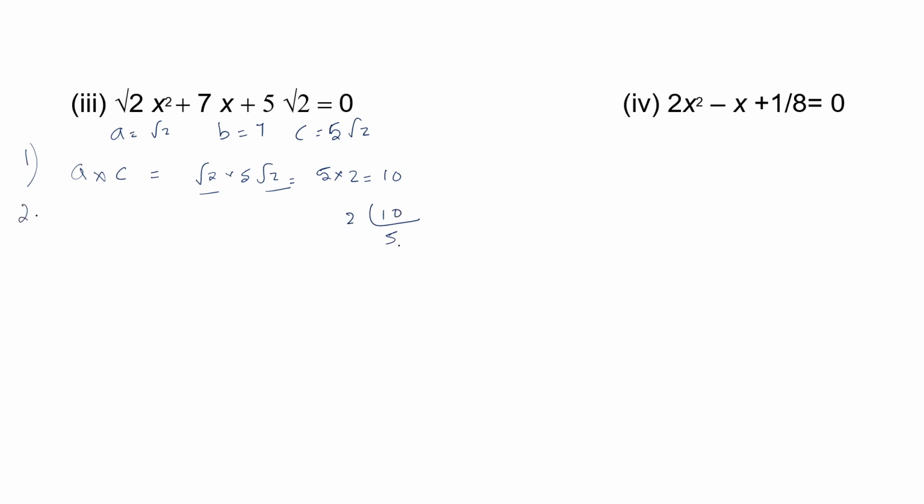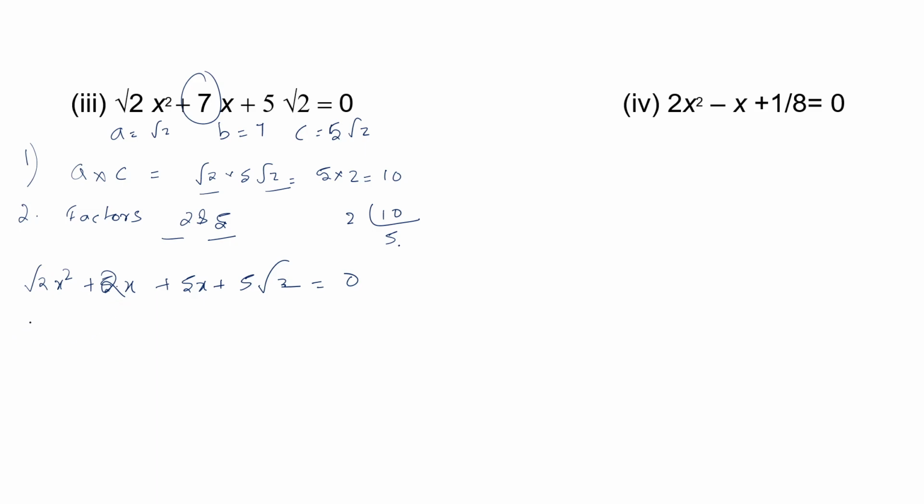So the factors are 2 and 5. On adding these factors, I should get the coefficient of x. Then it should be 5 and 2 only. Okay, so the next step is I will write this using the factors. 7x I'll keep as 2x plus 5x, plus 5√2. Why have I changed? Why don't I write 5 here? Because taking common will be easy here.